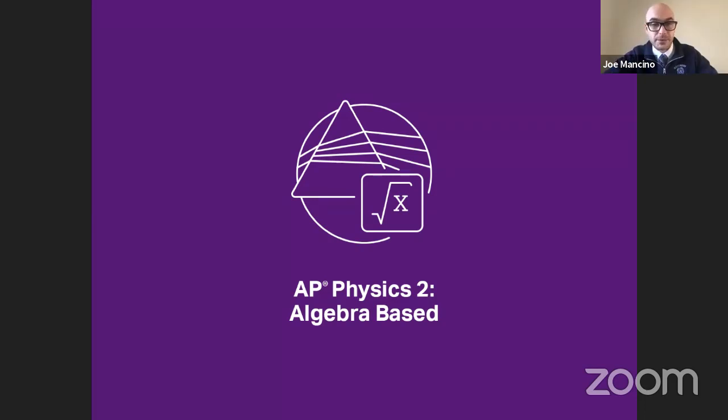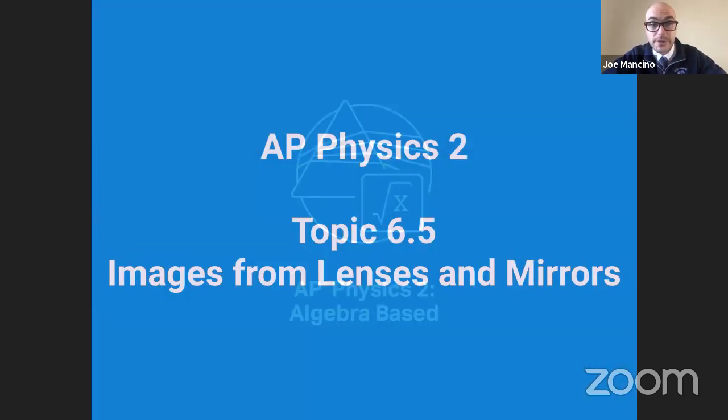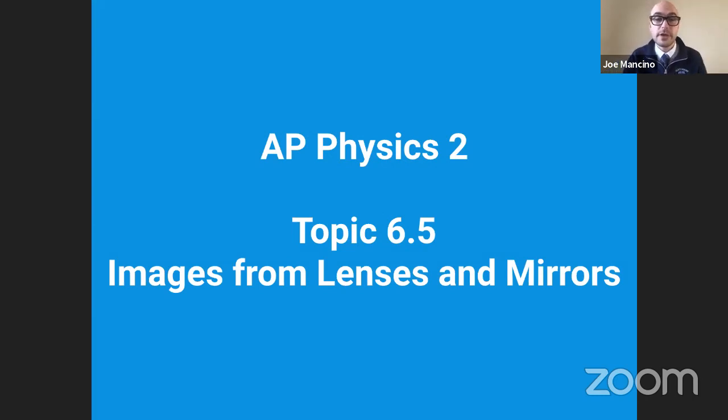Hi, everybody, and welcome to a review for AP Physics 2. Today, we'll be talking about topic 6.5, image formation with lenses and mirrors.